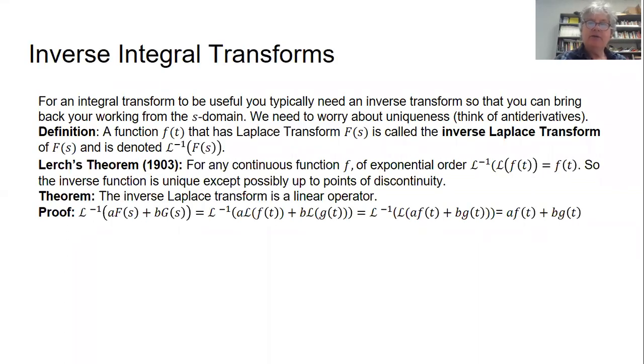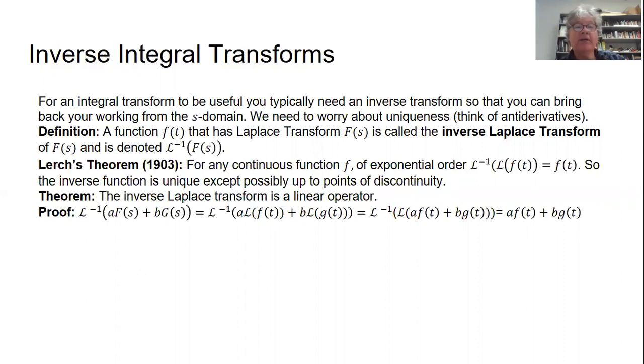Okay, so for an integral transform to be useful, you need an inverse. So typically what you do, you have your problem. You move it from the t domain to the s domain. You can do stuff there, find things, whatever. But then you've got to take that back to the t domain. For that, you need an inverse transform. And so you might worry about uniqueness because, for example, we know with antiderivatives, there's no uniqueness there.